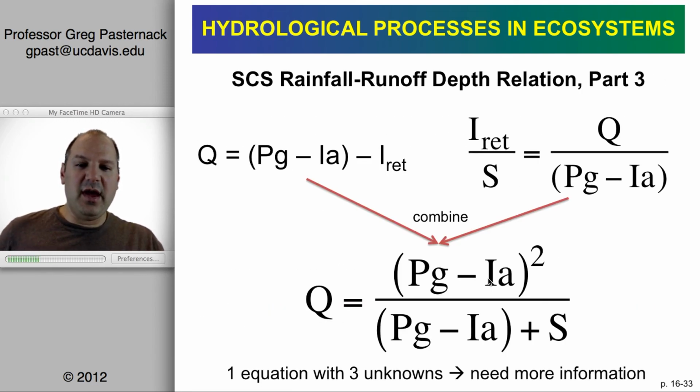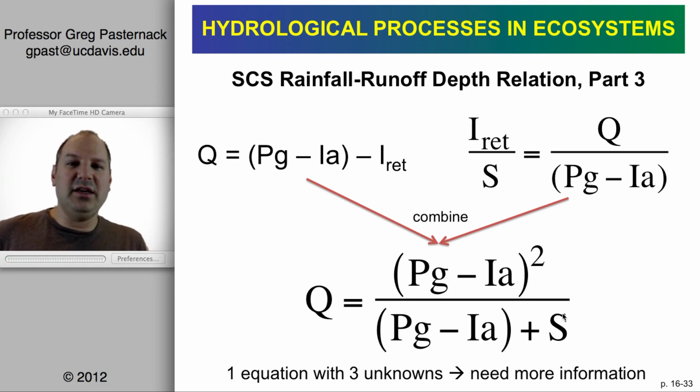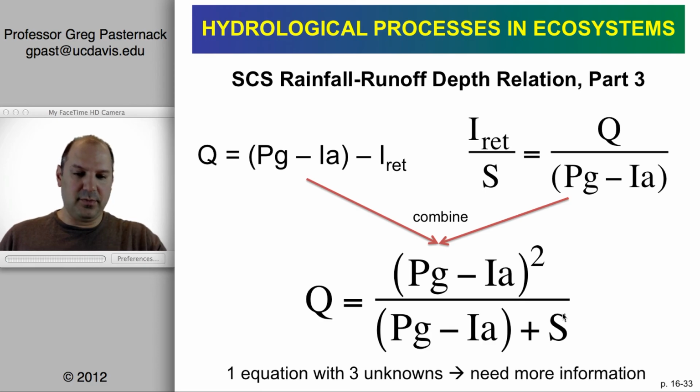So if we take those two equations and we formally put them together, we can come up with this analytical solution that discharge equals a ratio of the net precipitation, PG minus IA squared, divided by the net precipitation plus storage. And I'm not going to work through those steps. They're pretty easy algebraically. So the problem here is we have one equation with 3 unknowns. We don't know PG, we don't know IA, and we don't know S. So this equation is not lumped enough.